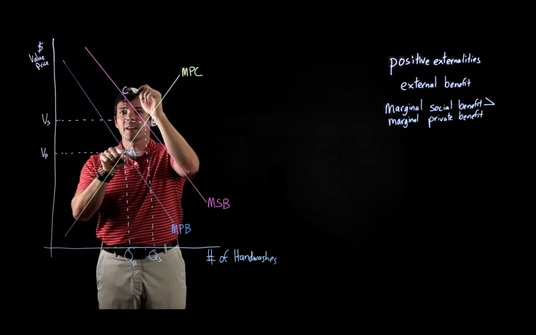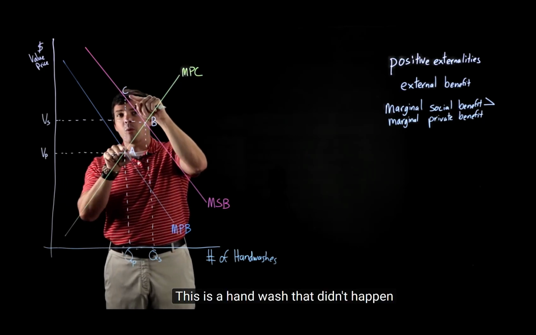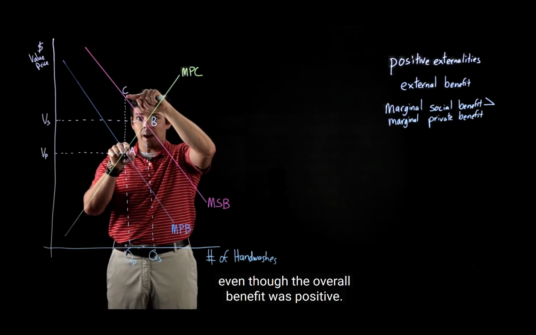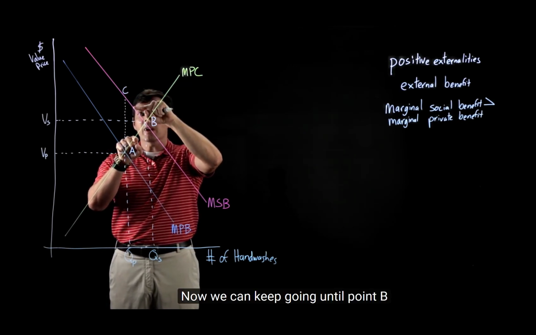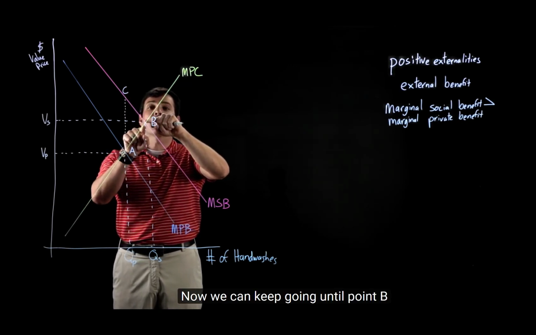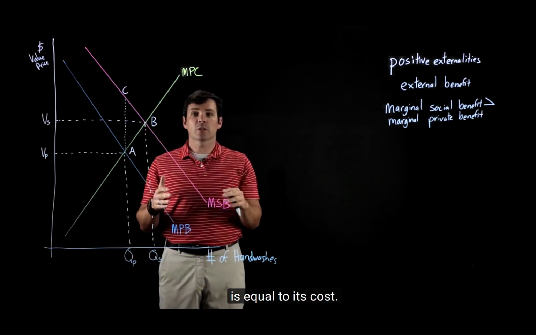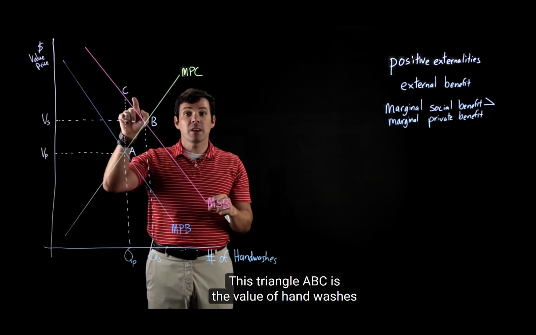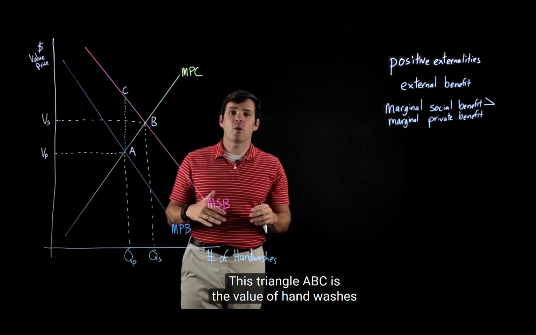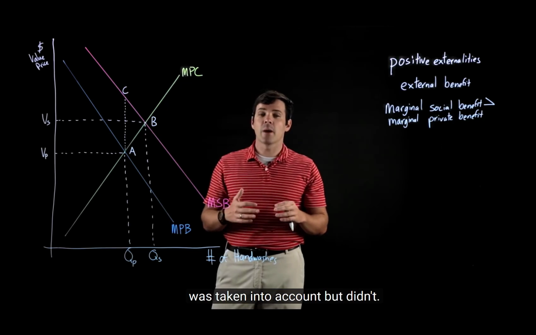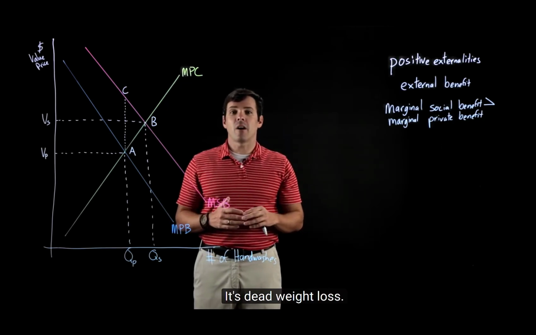Up here to point C. This is a hand wash that didn't happen even though the overall benefit was positive. Now we can keep going until point B, where the benefit to everyone in society, including you, is equal to its cost. This triangle ABC is the value of hand washes that should have happened if the externality was taken into account, but didn't. It's dead weight loss.